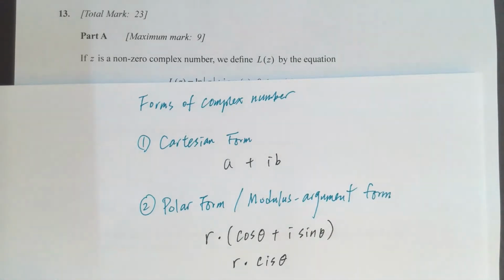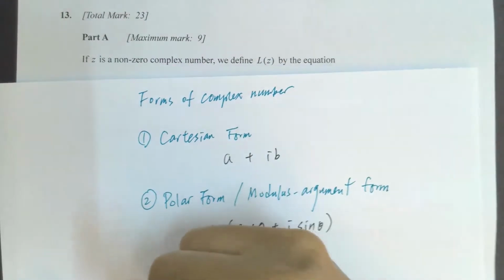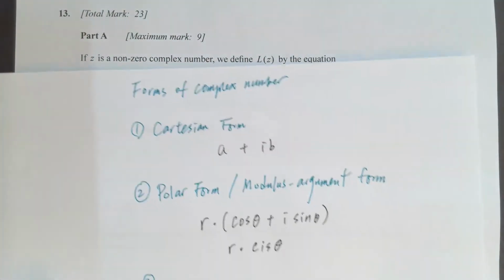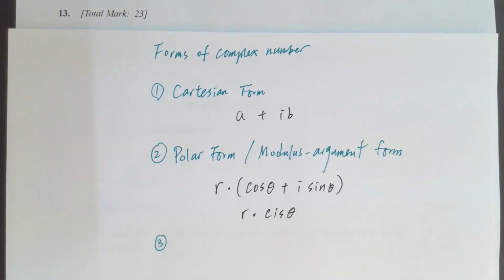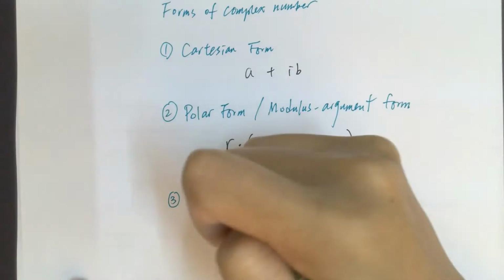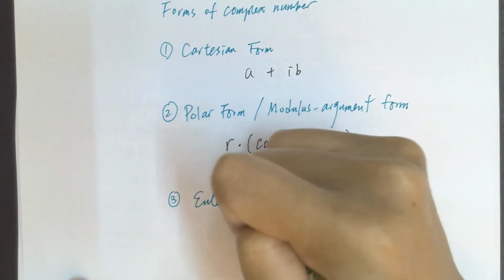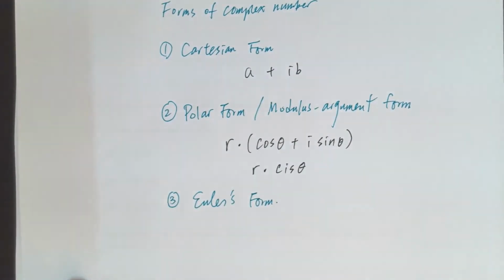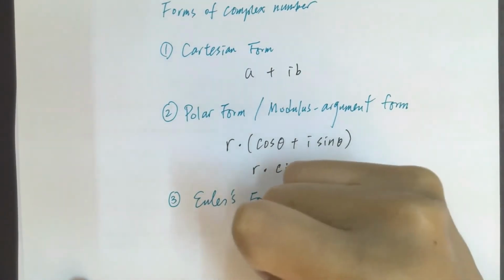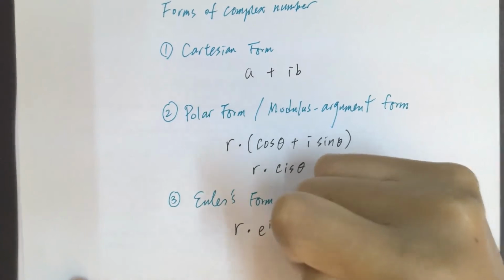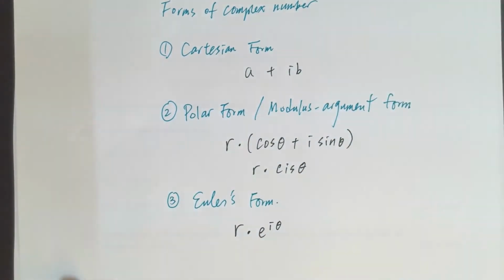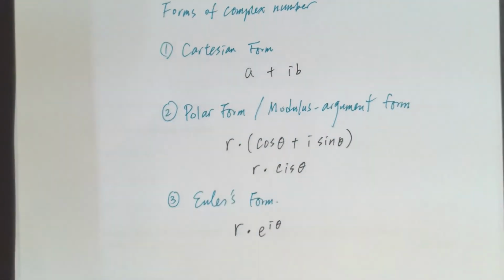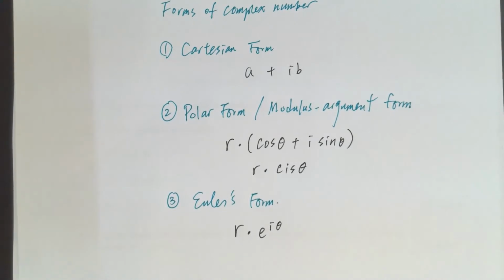Finally, there's my favorite form because it's the easiest to manipulate. Let me move it up. It's Euler's form. So don't forget the new color, r e^(iθ). Okay, so these are our 3 forms of writing a complex number.